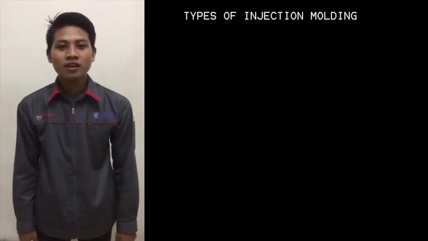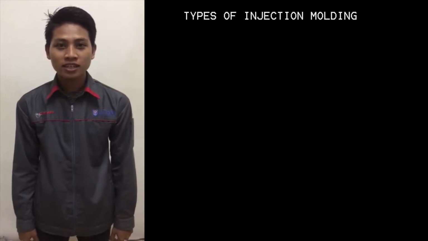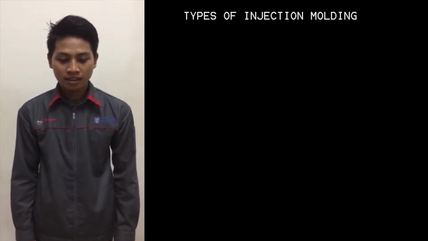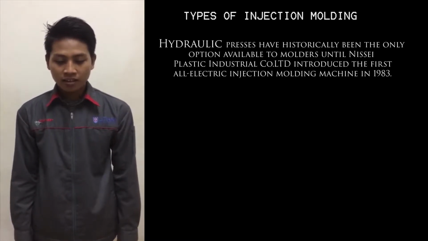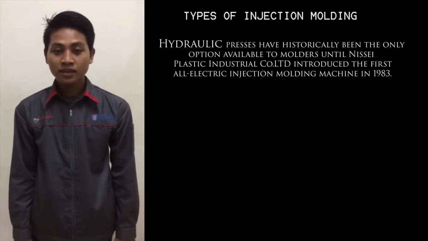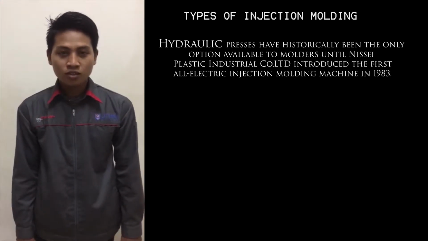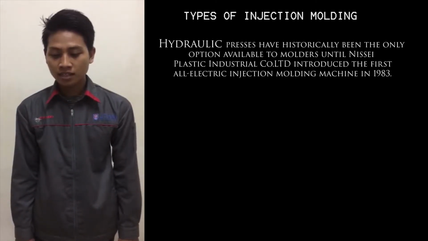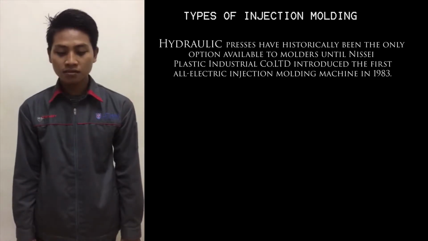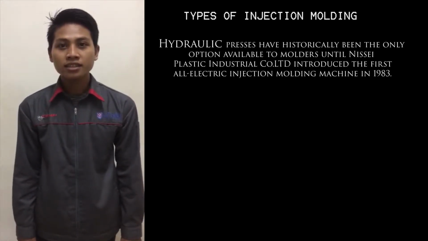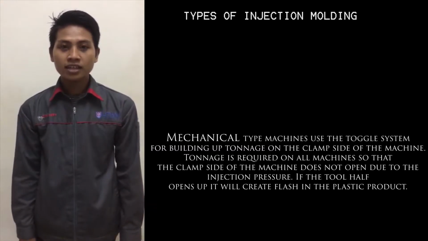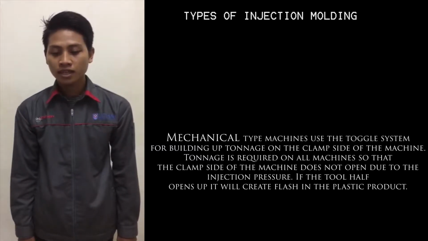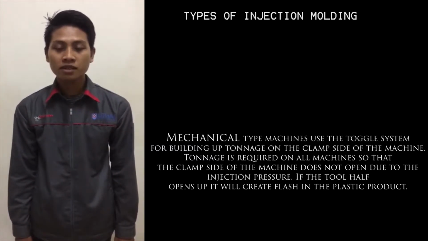Okay, I would like to present about the types of injection molding. There are two types of machine used. Firstly, hydraulic. Hydraulic presses were historically the only option available to the plastics industry until Milacron introduced the first all-electric injection molding machine in 1983. Secondly, the mechanical type machine uses a toggle system to build up tonnage on the clamp side of the machine.